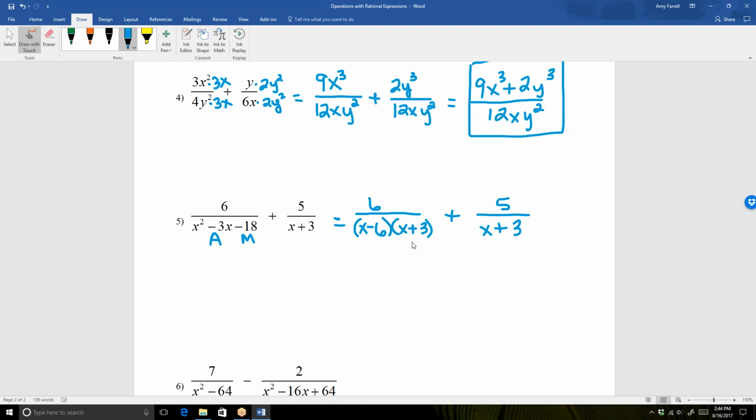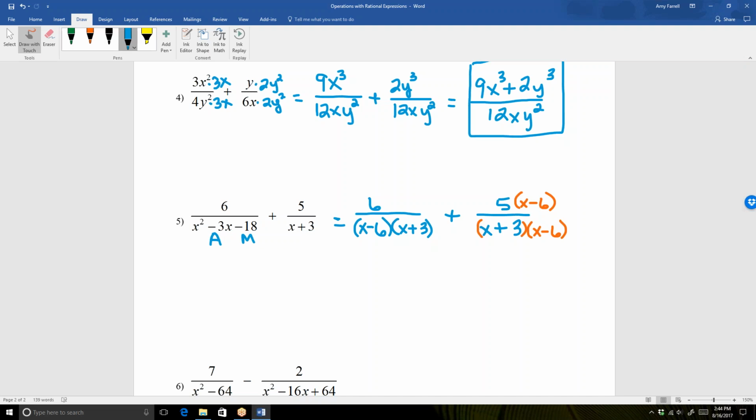Okay, now just as we did in number 4 above, we need these denominators to be the same. This denominator has that x plus 3 that this denominator has, so that's good. But I notice that this denominator has an extra factor of x minus 6. So I'm going to multiply this denominator here by x minus 6. And if I multiply the denominator by x minus 6, I need to do so in the numerator as well. Otherwise, I do not have an equivalent rational expression.